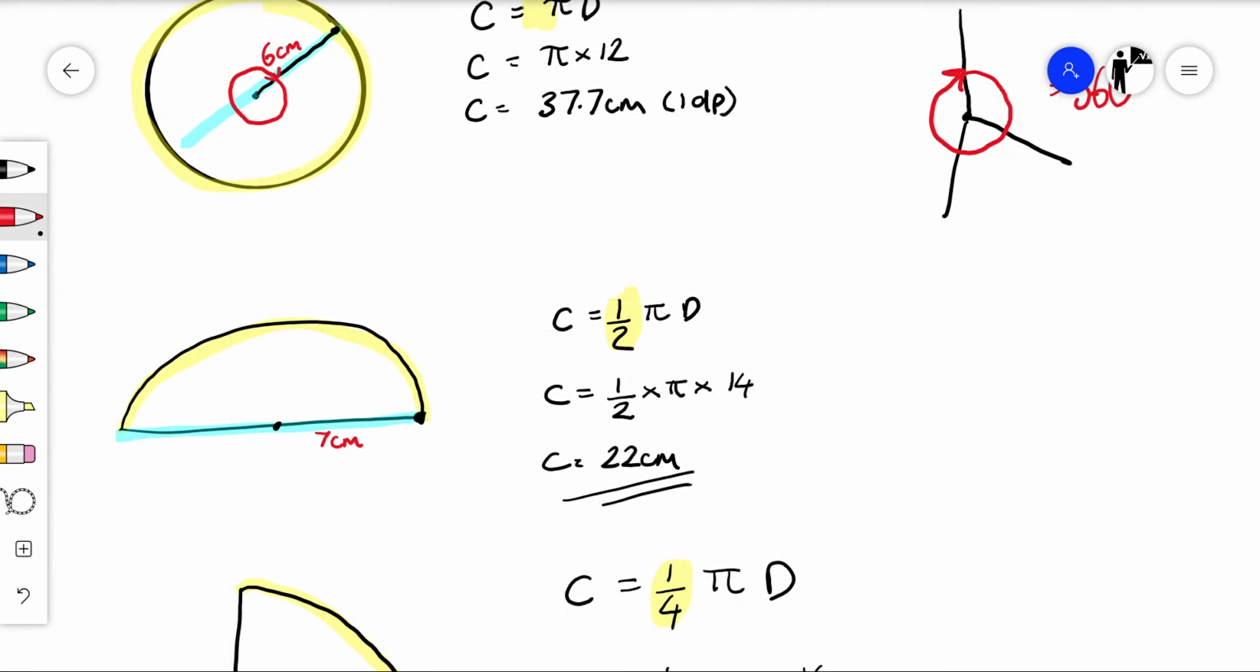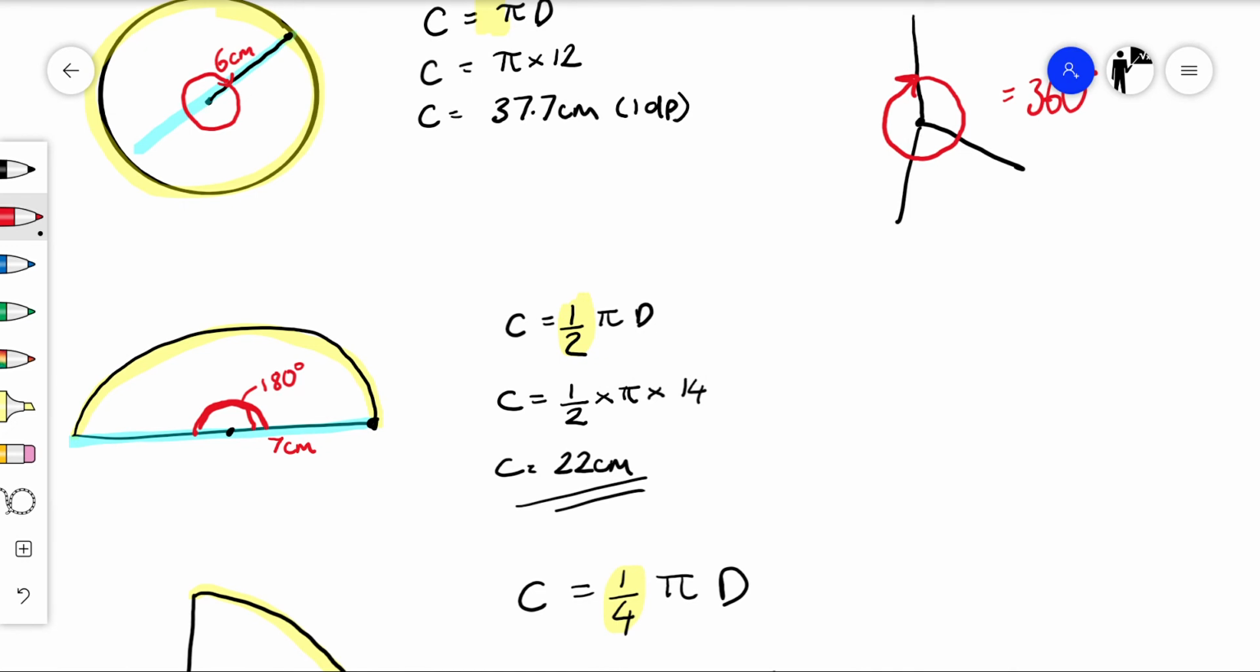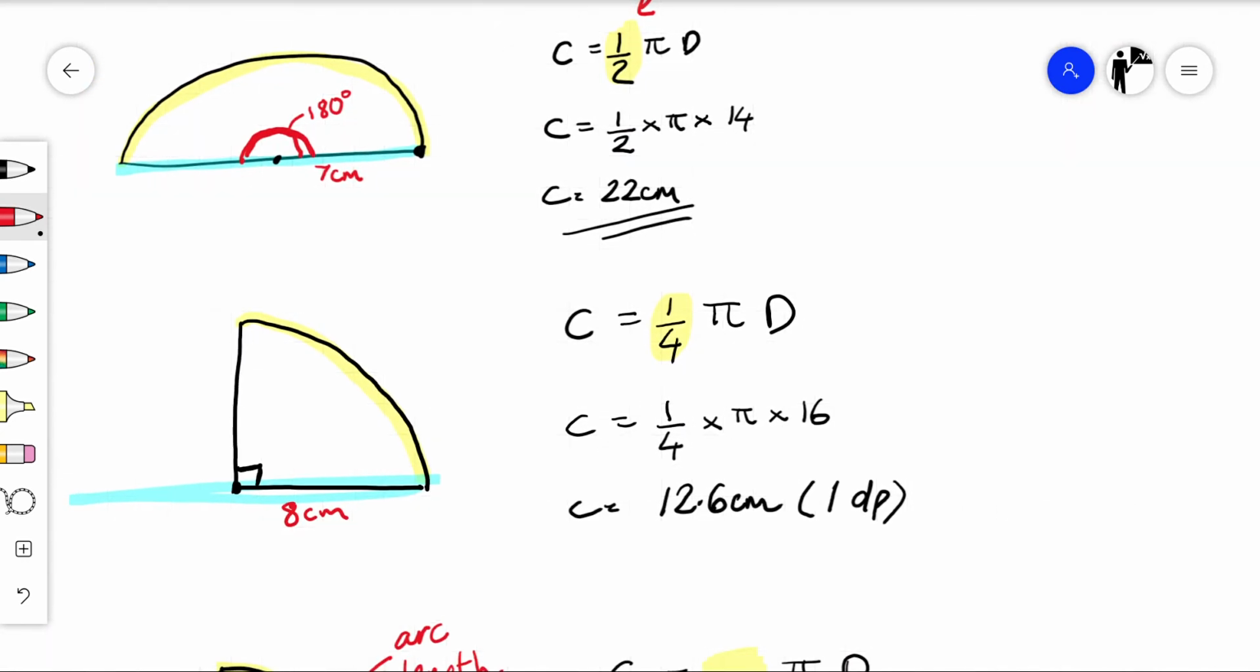Here we've got a semicircle. Okay, so we've got a straight line, so that means that this angle in here is going to be 180 degrees. So the fraction that we multiply by is 180 out of the 360, and when you simplify that, you can get a half. Similarly here, we've got a right angle, which is 90 degrees. So here we've got 90 out of 360, which is a quarter.